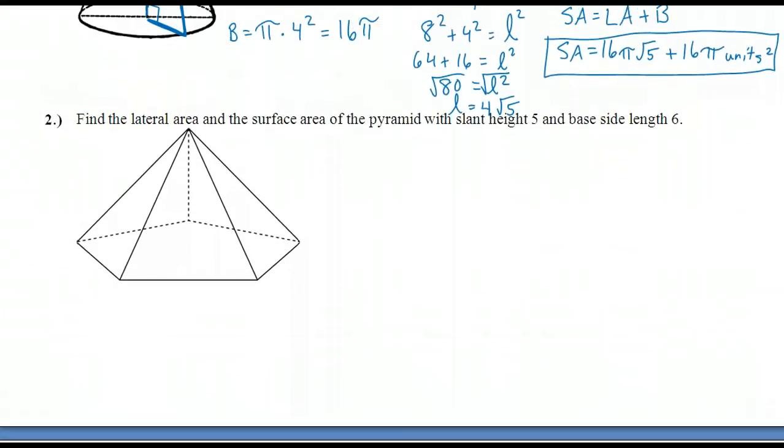Example number 2. Again, first thing that I want to do, draw out my base, find its perimeter, find its area. In this case, my base is a pentagon, and I'm told that I have a base side length of 6. So this side length from here to here is 6. So to find my perimeter, I'm just going to take 6 times 5 and get 30.